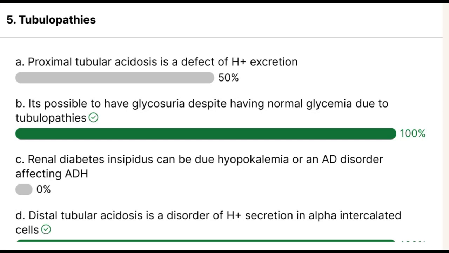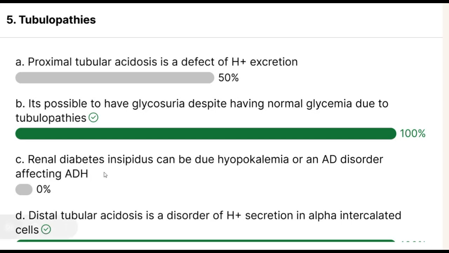Then about renal diabetes insipidus. Yes, it can be caused due to hypokalemia, but the congenital form that occurs because of defective ADH is an X-linked disorder and not an autosomal dominant disorder. So that's why the statement isn't true anymore.